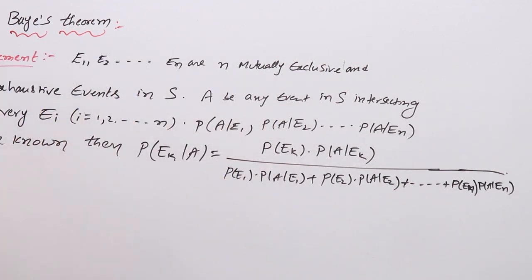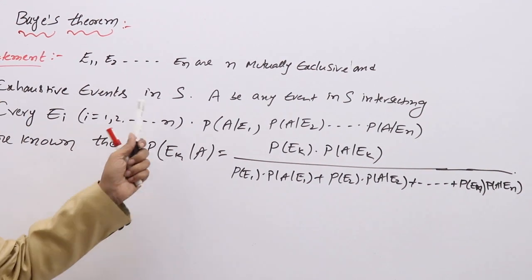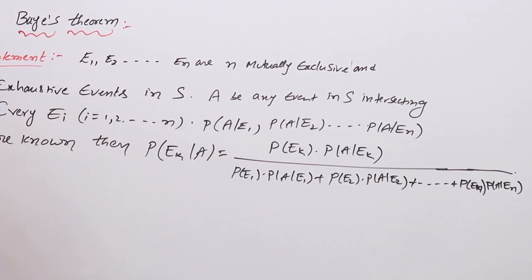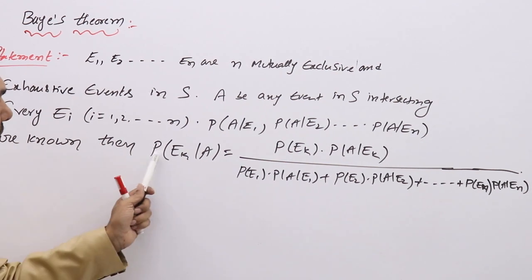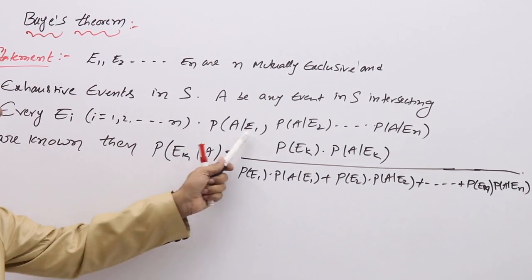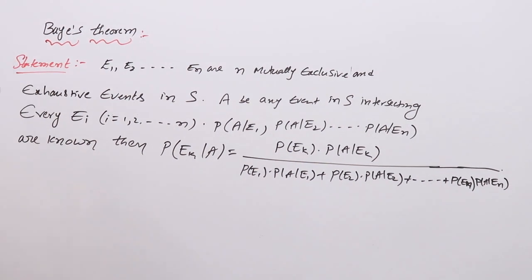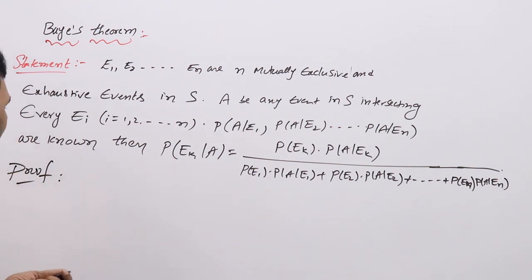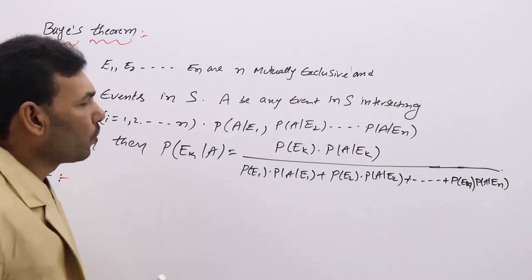Whenever you have this type of situation, n mutually exclusive and exhaustive events in a sample space, and A, an intersecting event which intersects every event of E1 to En, then to find probability of Ek given A when these values are known, we use this one. So now we are going to prove this using simple previous techniques, conditional event and multiplication theorem.